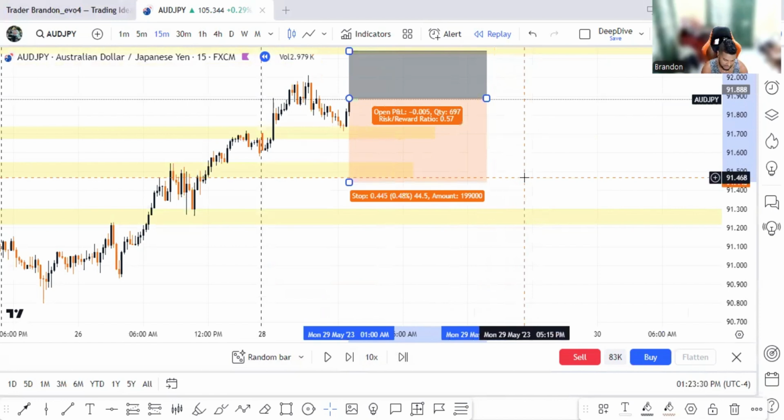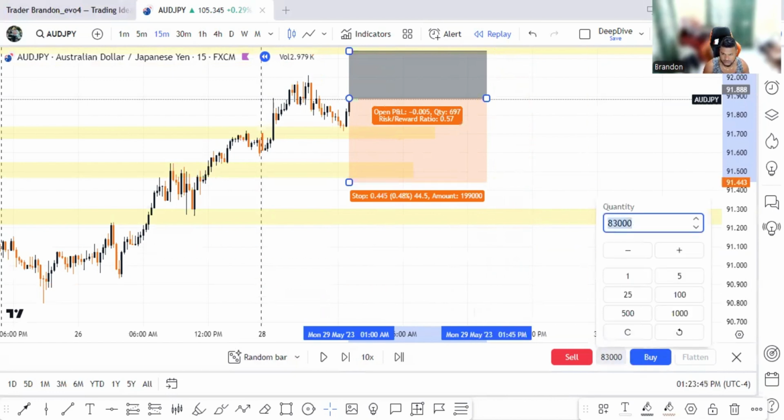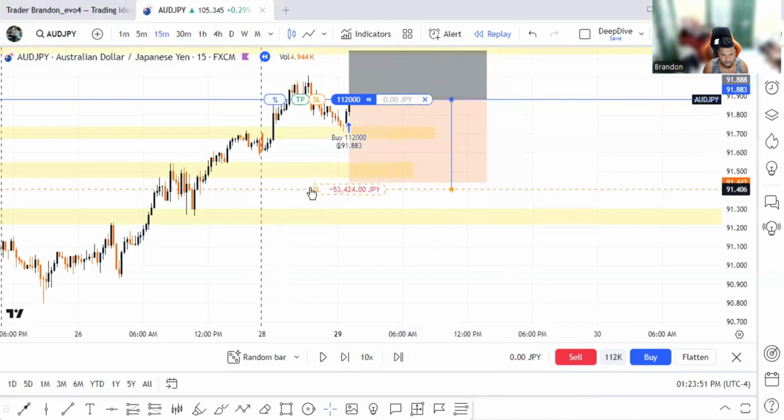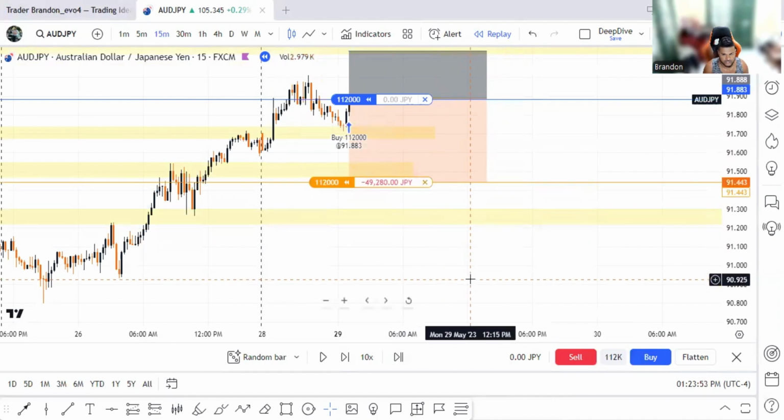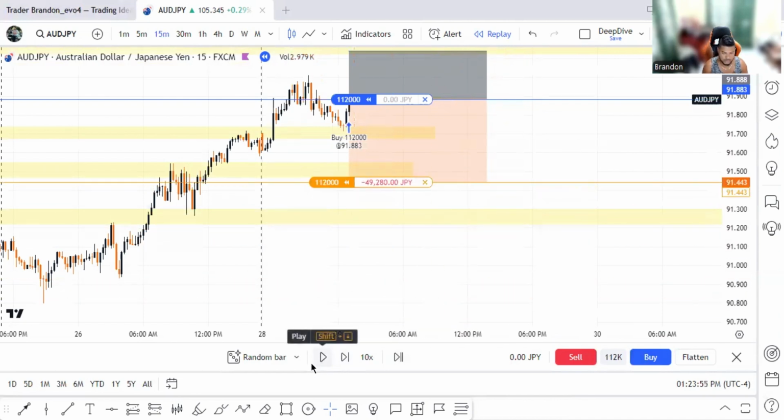So let's assume I have a $100,000 funded account. I want to risk 0.5% of that account. So I really want to be risking $500, right? 500 divided by 44.5 pips, that's 1.12 lots. So 1.12, we're going to go buy. We're going to put the stop loss here. We're going to pull it and see what happens.